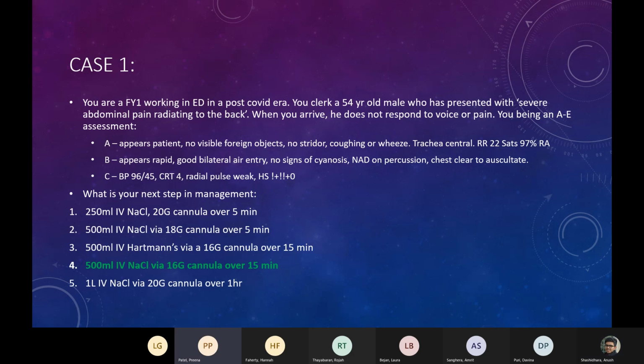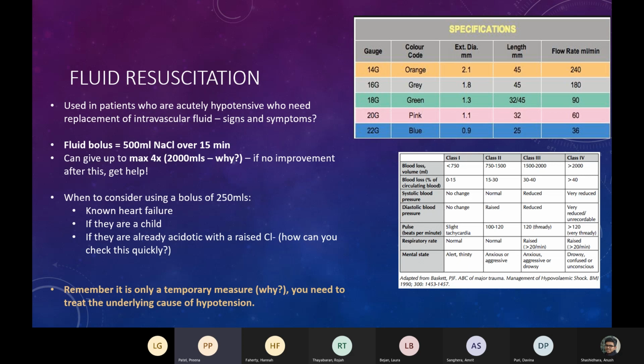Okay, so let's quickly talk about fluid resuscitation. Fluid resuscitation is when you give fluids in anyone who is acutely hypotensive, because you need to replace any fluid lost from their circulating volume. So if someone is hypotensive, other than a low blood pressure, what other signs and symptoms might they have? You can talk, or you can just put it in the chat. It's up to you, whatever you're comfortable with.